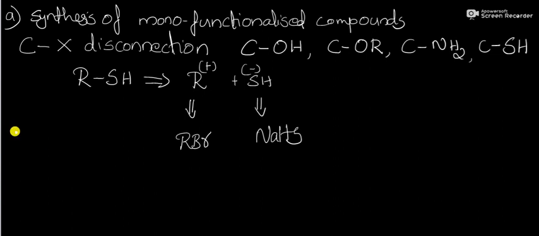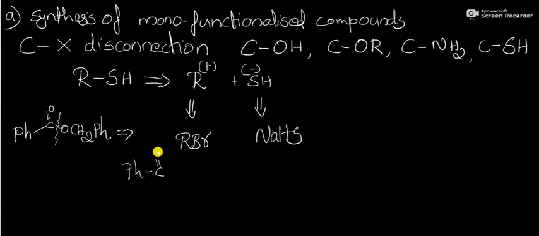For example, this is our target molecule Ph C double bond O CH2Ph, which can be disconnected like this, and we get two synthons. One is the acyl cation PhC double bond O plus and the other is PhCH2O minus.